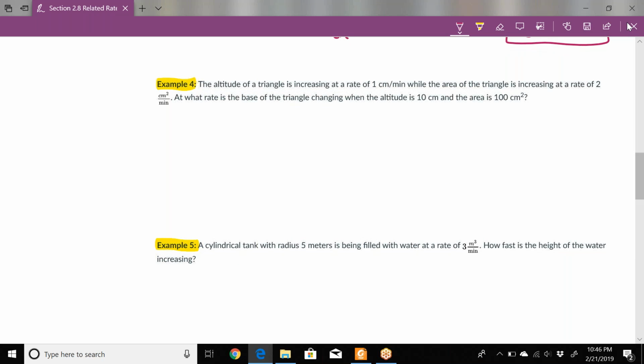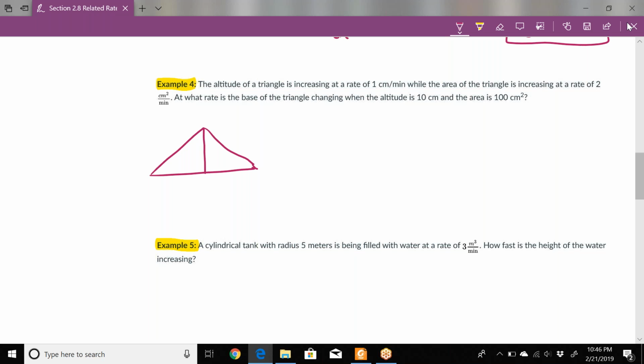It says the altitude of a triangle is increasing at a rate of 1 centimeter per minute, while the area of the triangle is increasing at a rate of 2 centimeters squared per minute. At what rate is the base of the triangle changing when the altitude is 10 and the area is 100 centimeters squared? So let's just first draw a picture of what this is even saying. And I'm drawing the best triangle I can with these pins online. But the altitude of a triangle, remember, is its height.